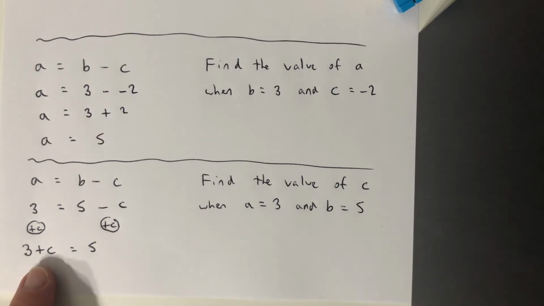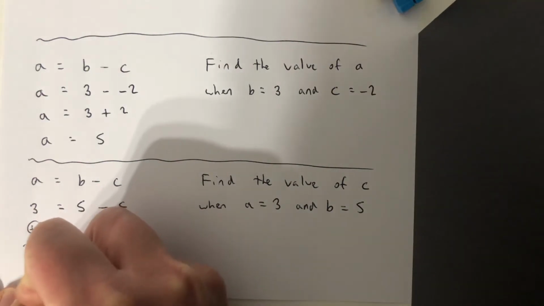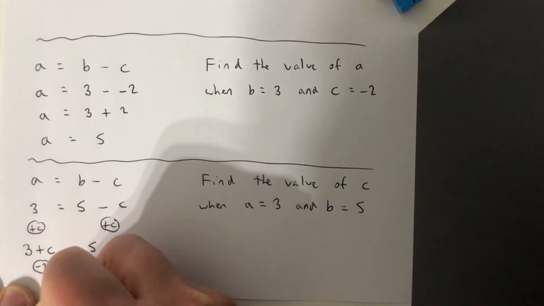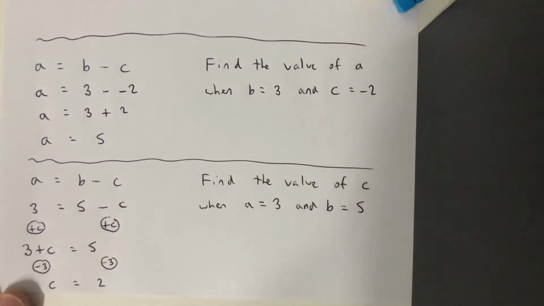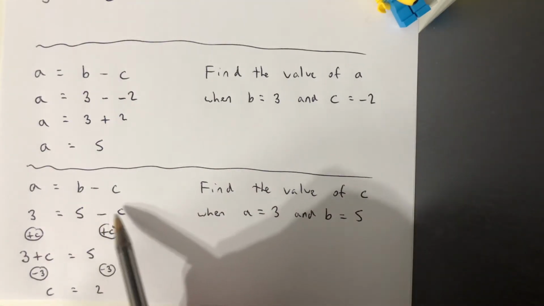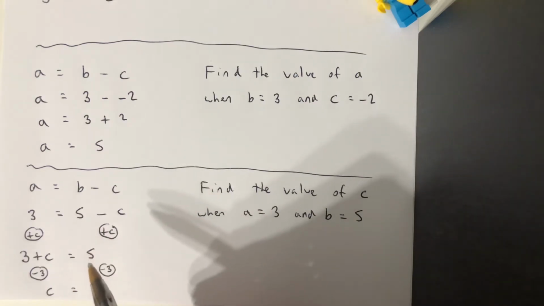Now we're going, okay, well, 3 add C or C add 3. We want to know what C is. What's the opposite of add 3? Take away 3. So if we take away 3 from both sides, and this is why it's nice and straightforward, we end up with C equals 2. Now you're probably going to say, hold on, sir, I knew that. 5 take away 2 is 3.